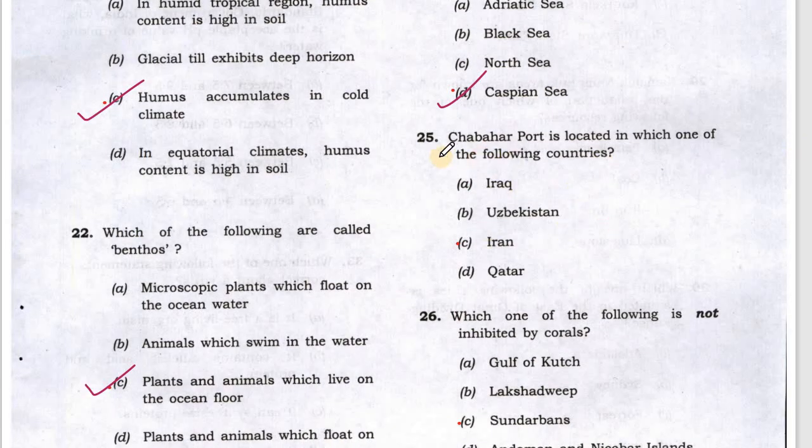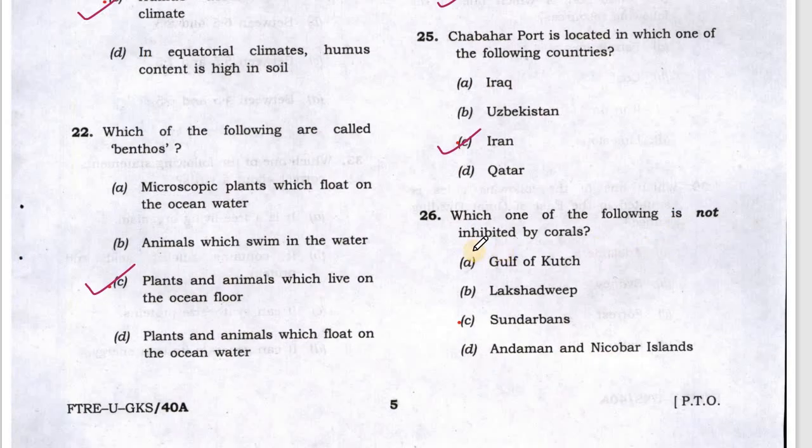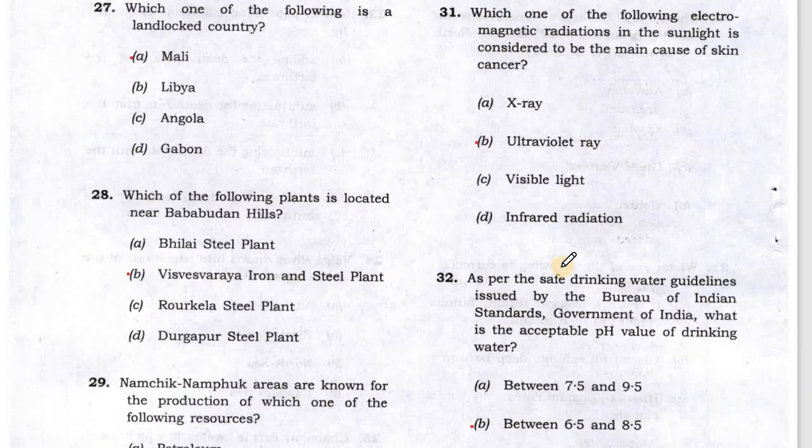Next is Chahar Fort. So this is a very common question. So it is in Iran. Which of the following is not inhabited by the coral? So this is the Sundarban. So they are asking for the one not inhabited by coral.